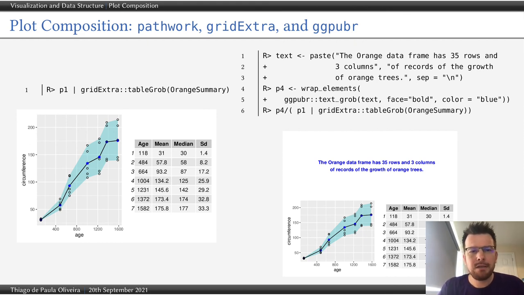On this side, I wanted to add some text in this first plot. So I wrote this text here and stored it as a character. Then I'm using wrap_elements to create a new plot with that text using textGrob from ggpubr. And then I'm using patchwork to plot both together, P4 above the P1 plot. And then we end up with this plot here.